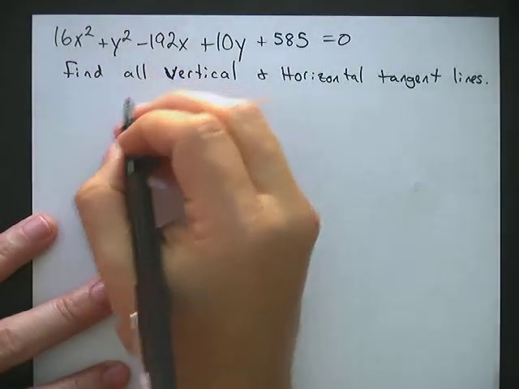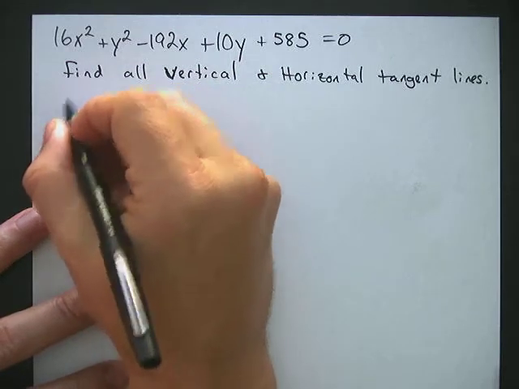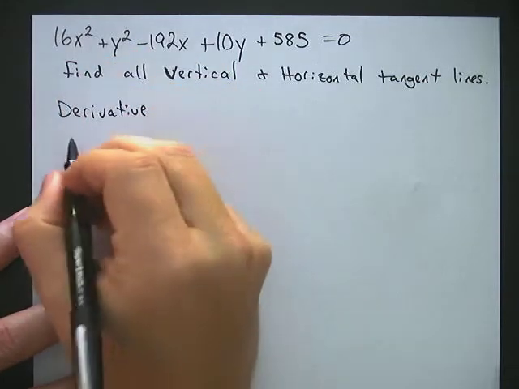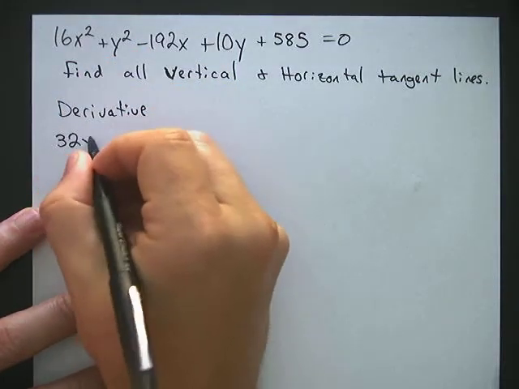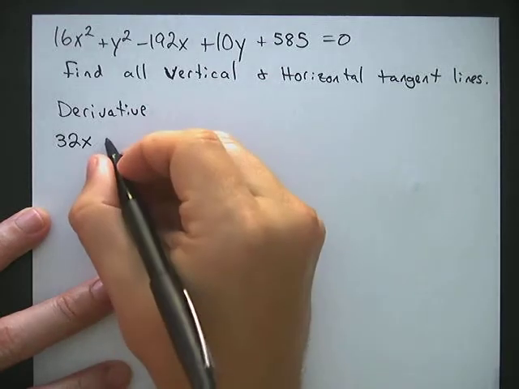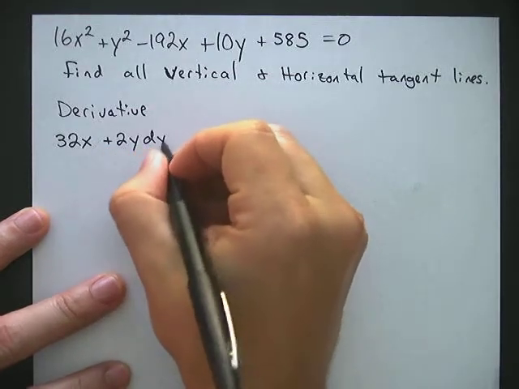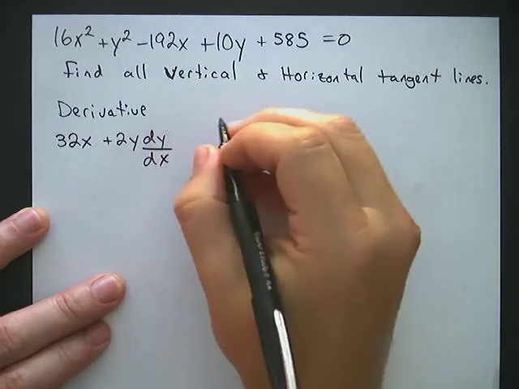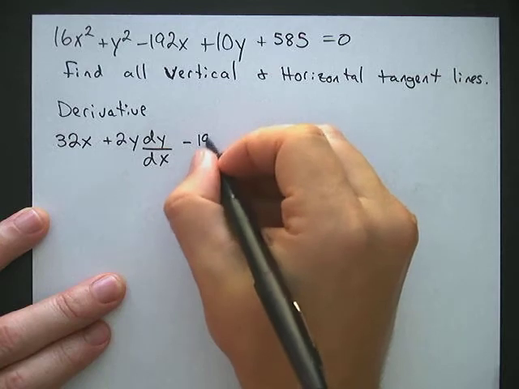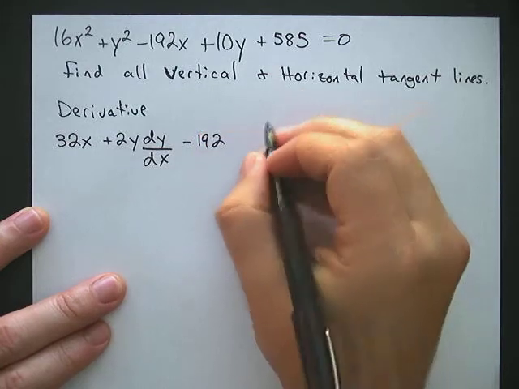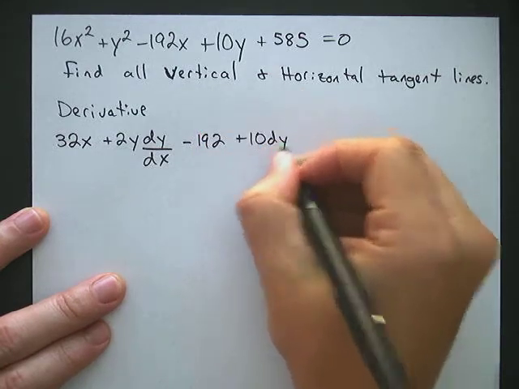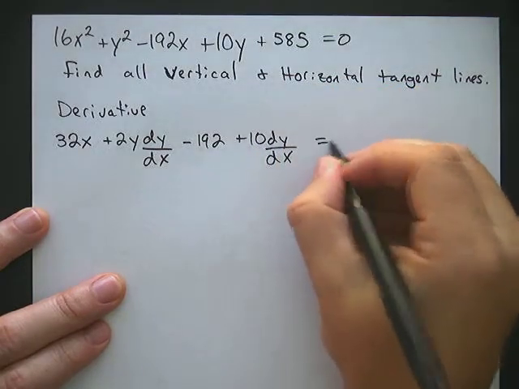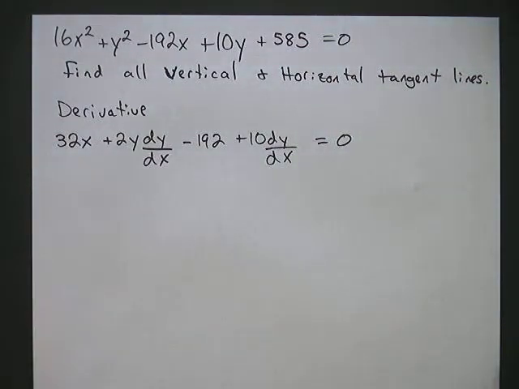We'll start with the 16x squared. Let's write down that we're taking the derivative here. The derivative of 16x squared would be 32x. The derivative of y squared would be 2y, and we'll put a little dy dx since we're doing this implicitly. Then negative 192x becomes negative 192. 10y becomes 10 dy dx. And 585, the derivative of that is 0, so we won't write it. The derivative of 0 is still 0. So there's your derivative.